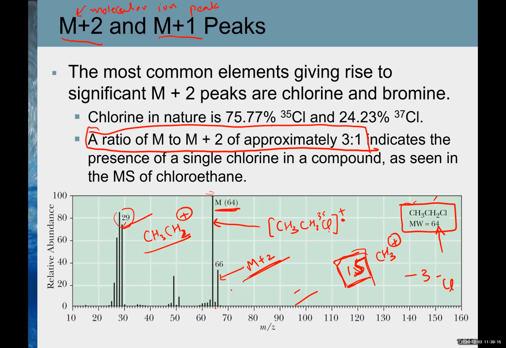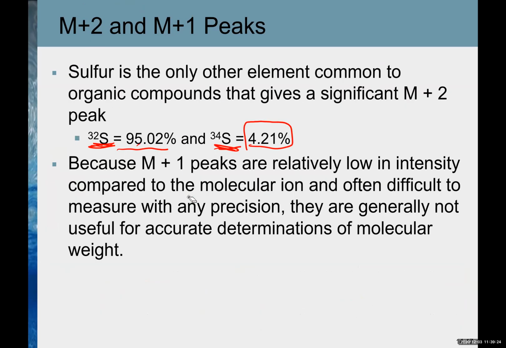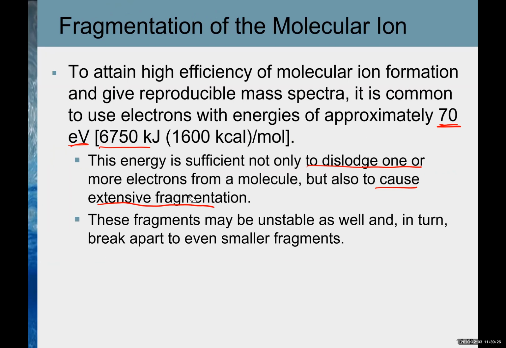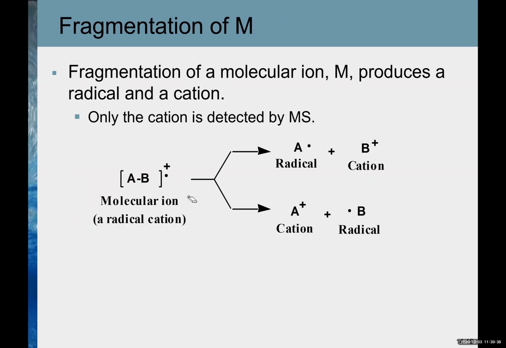Methyl, right? Methyl is highly uncommon. Okay, so fragments are unstable, and they break up into further smaller fragments. So at the end, we will get a bunch of signals, a bunch of lines. Now, fragmentation of a molecule always produces a radical and a cation.